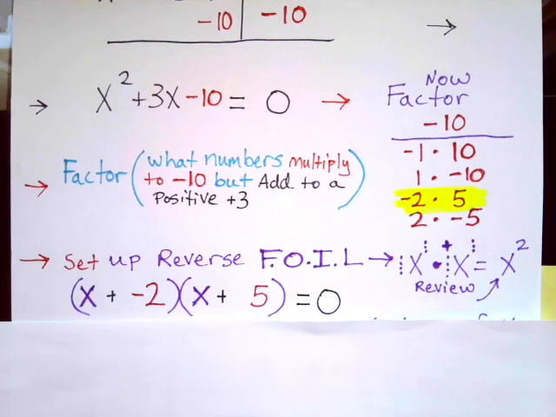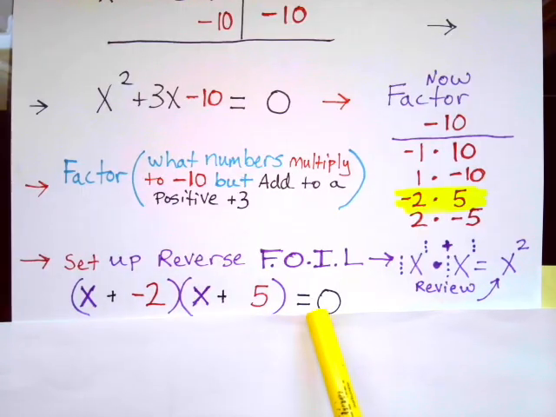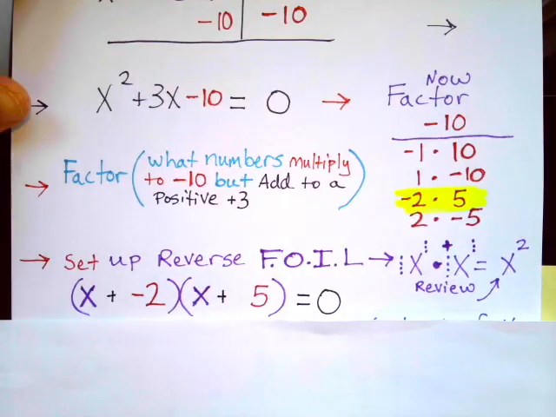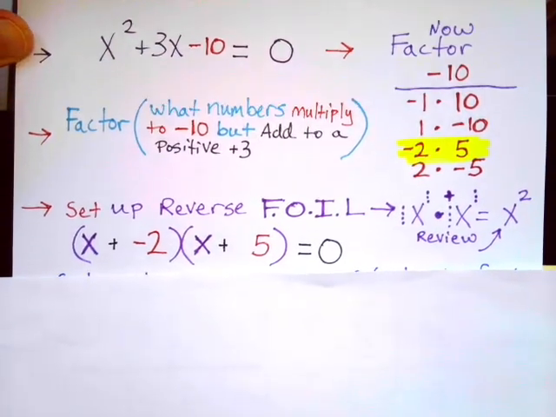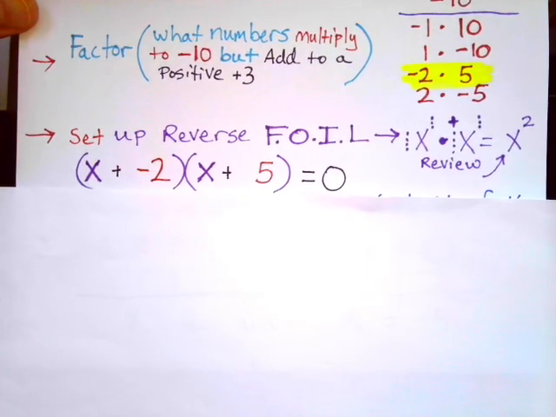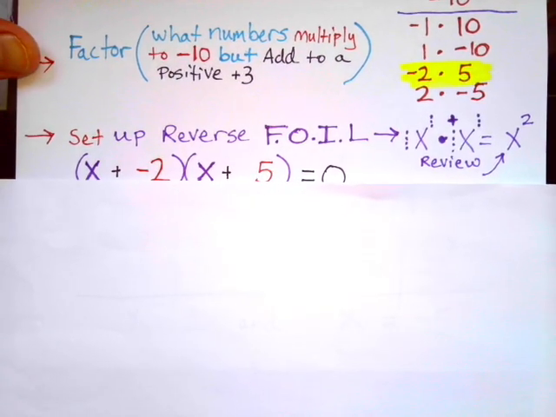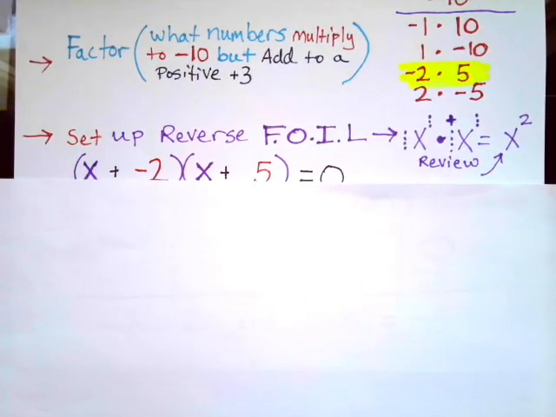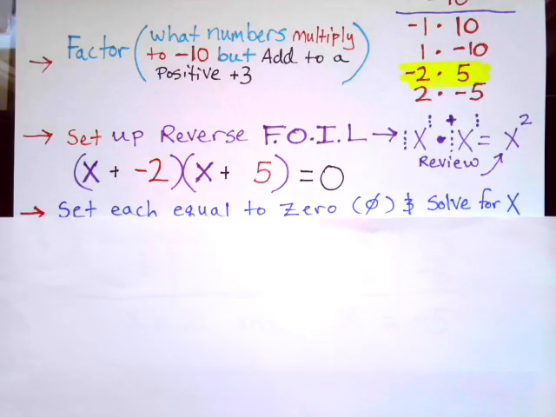All right, so what I'm going to do now is set up each of these parentheses equal to 0, and I'm going to solve for x. And then, in order to determine the correct answer, I need to substitute what x equals into the original problem, the original equation in the question, back in part 1. So let's go ahead and do that.